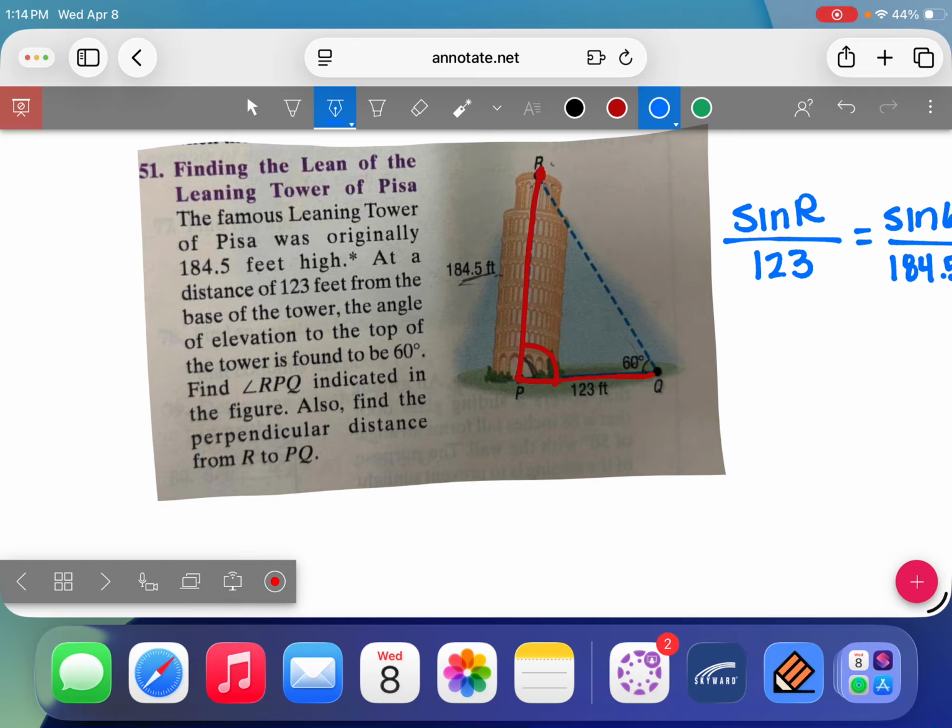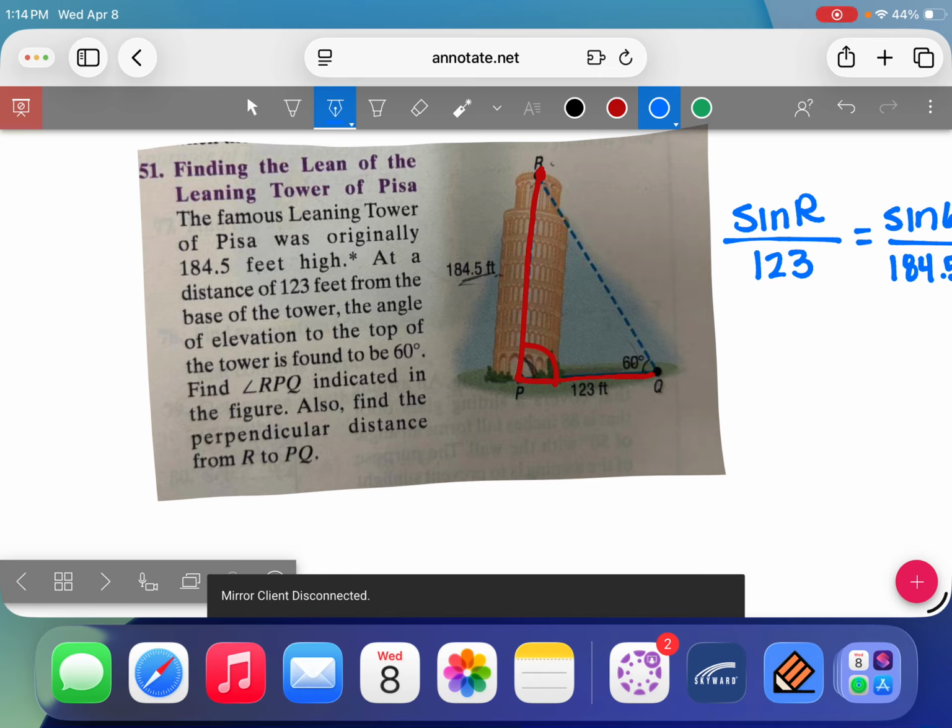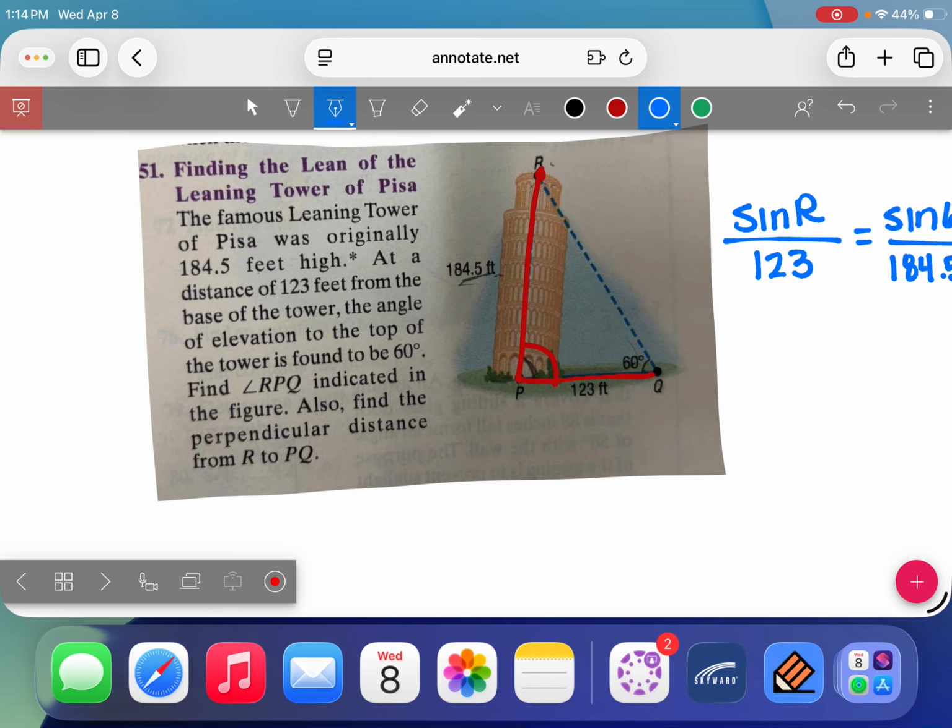So compare with your neighbor and see if they got the same thing for P. Again, we're looking for big P. First you find big R, and then you do triangle sum to find capital P.